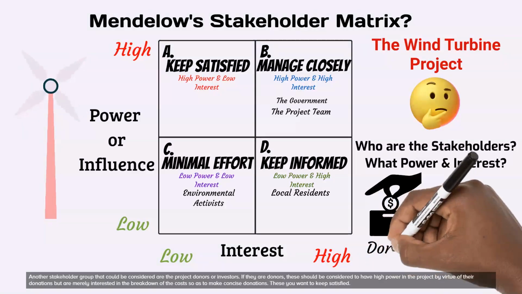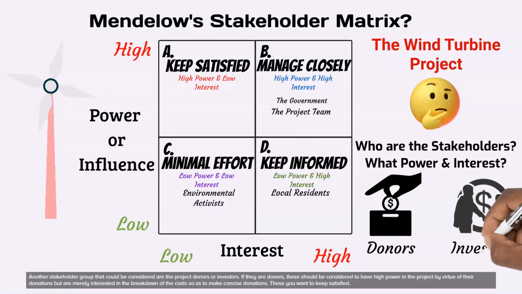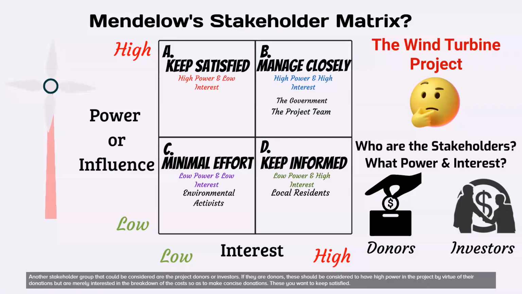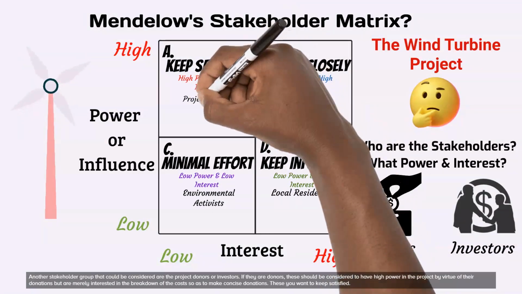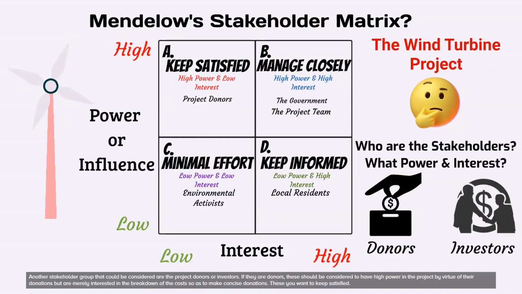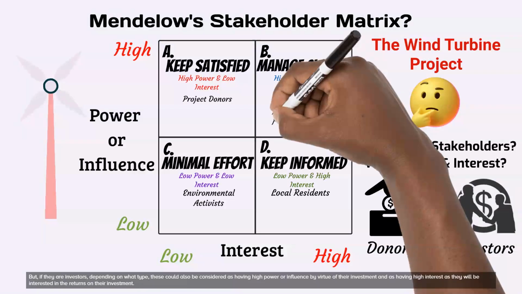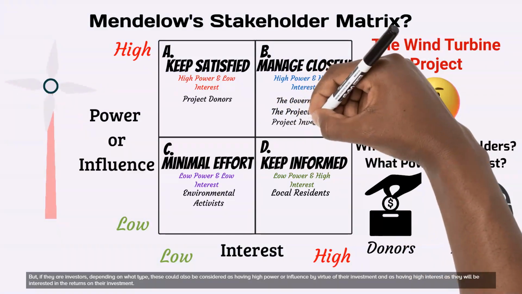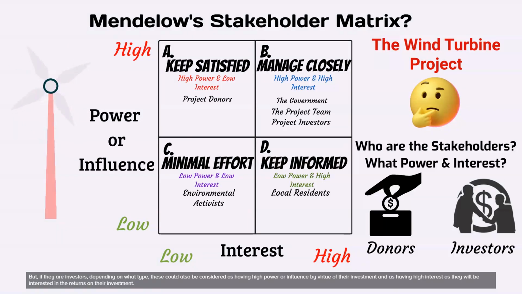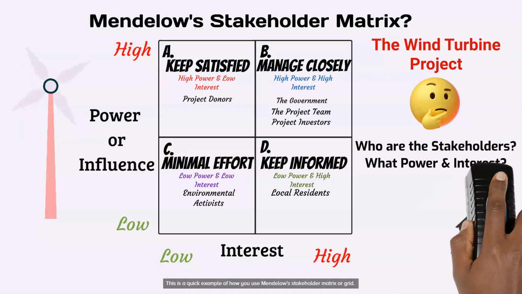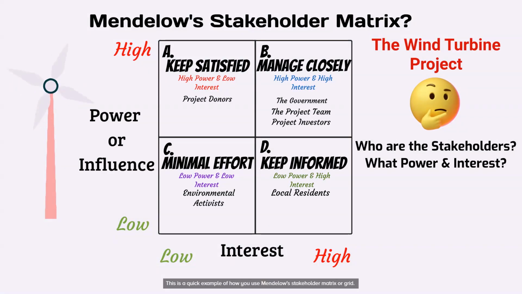Another stakeholder group that could be considered are the project donors or investors. If they are donors, these should be considered to have high power in the project by virtue of their donations but are merely interested in the breakdown of the costs so as to make concise donations. These you want to keep satisfied. But, if they are investors, depending on what type, these could also be considered as having high power by virtue of their investment. These will also have high interest as they will be interested in the rate of return on their investment. This is a quick example of how you use Mendelow's stakeholder matrix or grid.